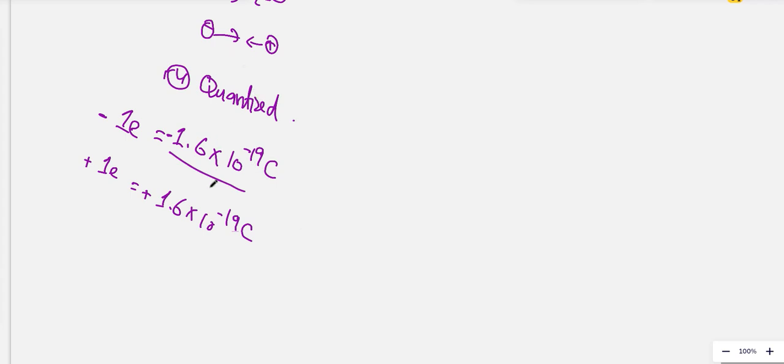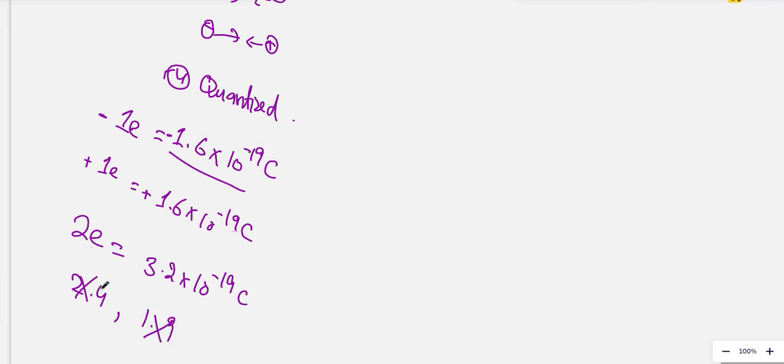So quantization is that if there are two electrons or two protons, it will double. It will be 3.2 multiplied by 10 raised to power minus 19 Coulomb. There cannot be any value in between that. For example, there will not be a value of 2.4, there will not be a value of 1.9 into 10 to the power minus 19, obviously.